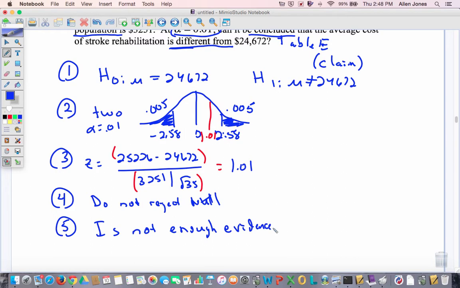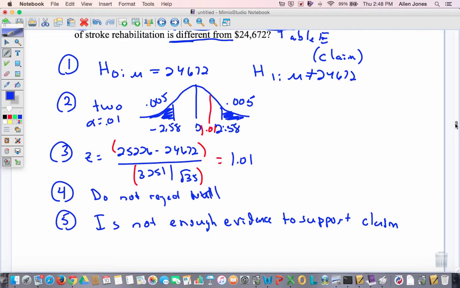And since I did not reject the null, I'm saying the null is true, which means the alternative is false, which means the claim is also false. So there is not enough evidence to support the claim. Now, the process we just went through is called the traditional method of hypothesis testing, the 5-step process. As we move on, we'll look at something called a p-value method and other tables. But there's our introduction to the hypothesis testing process and the traditional method.